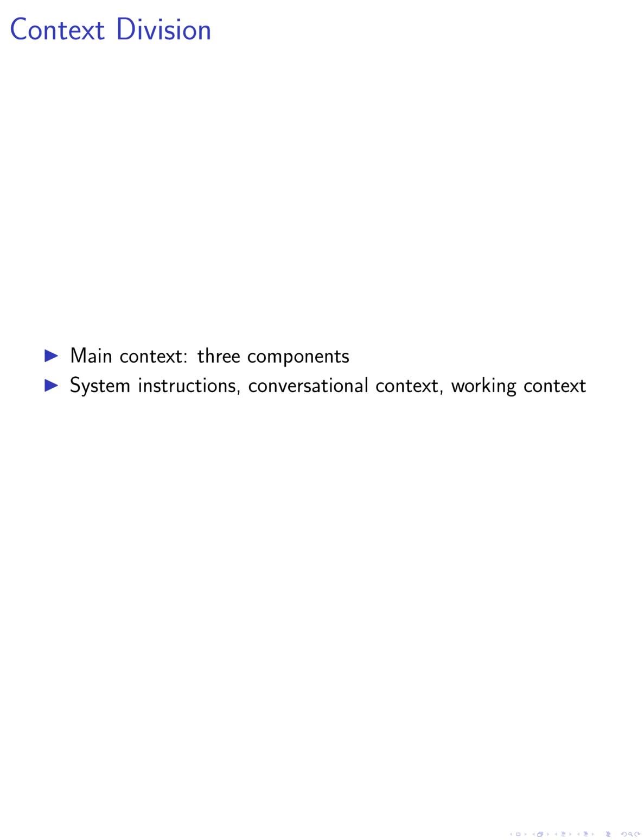The second step divides the main context into 3 components: system instructions, conversational context, and working context. System instructions provide information about MemGPT functions and control flow, while the conversational context holds a FIFO queue of recent event history. The working context serves as a working memory scratchpad for the agent.